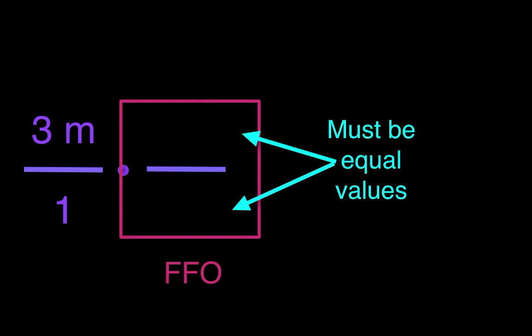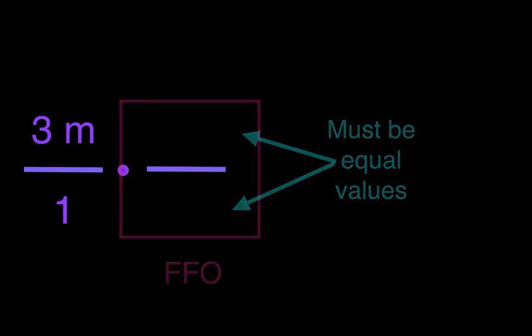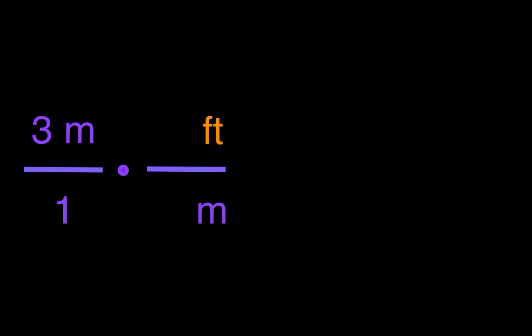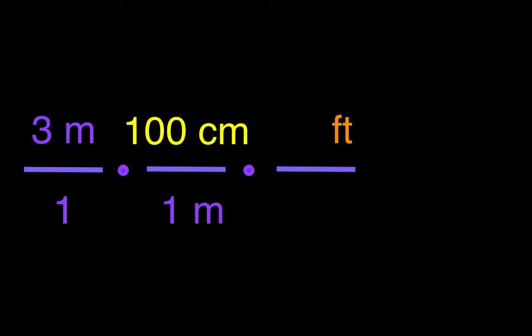Now try converting 3 meters to feet. You'll start with the fraction 3 meters over 1 and multiply by a fancy form of 1, which means our numerator and denominator must be equal. If we want to get rid of the meters and convert to feet, we need units of meters in our denominator. Because it's a fancy form of 1, the numerator and denominator must be equal. I need an equal relationship between meters and feet. I don't know how many feet are in a meter, but I do know how many centimeters are in a meter. So we'll use that fancy form of 1 and get to feet later.